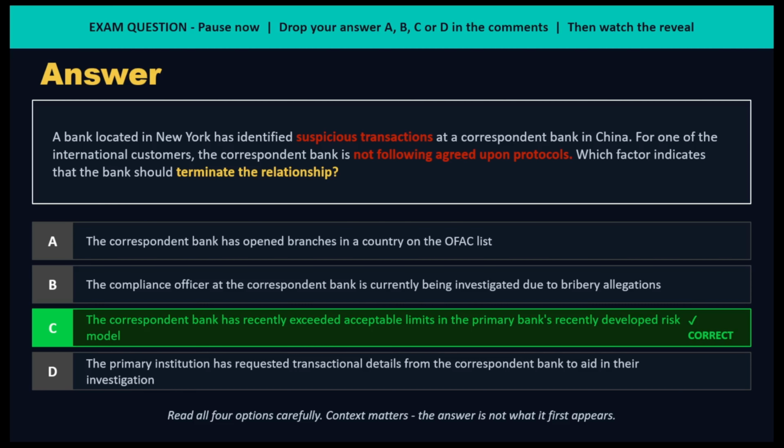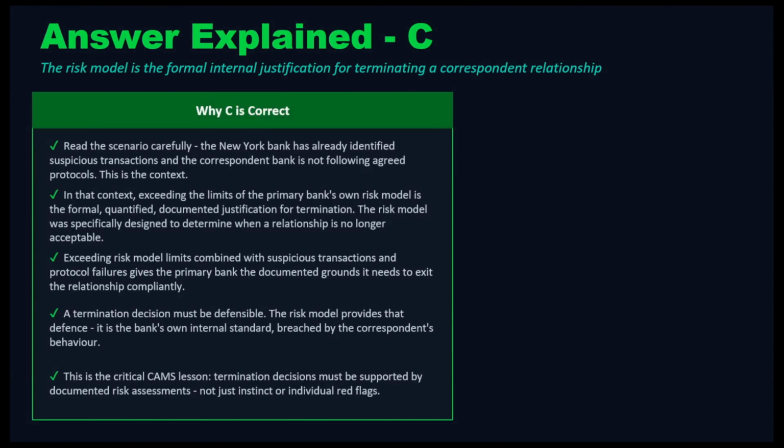I want to explain why, because this question is testing something more nuanced than it first appears. Let's read the scenario again carefully. The question is telling you the New York bank has already identified suspicious transactions. The correspondent bank has already not followed agreed protocols. These are the conditions that exist before you get to the answer options.